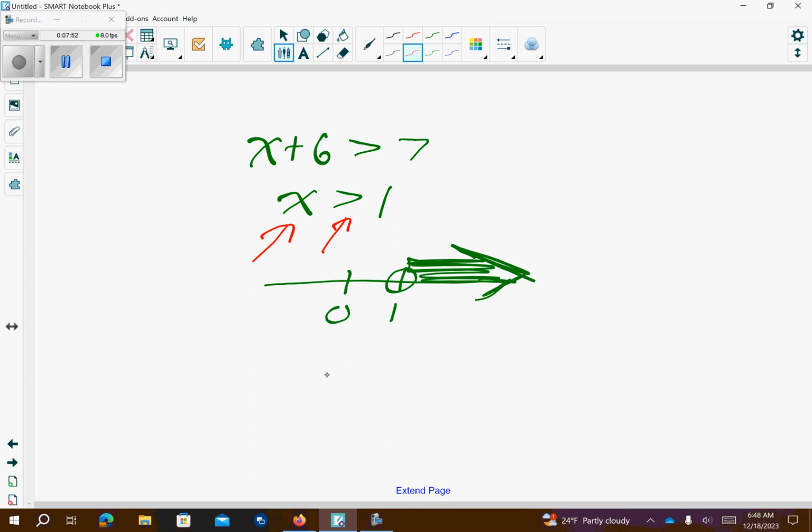If you had this type of sign, you would have a solid dot, or that could be this kind of sign as well. Those both give you a solid dot, and you shade the direction it goes. So this and this gives you an open dot.